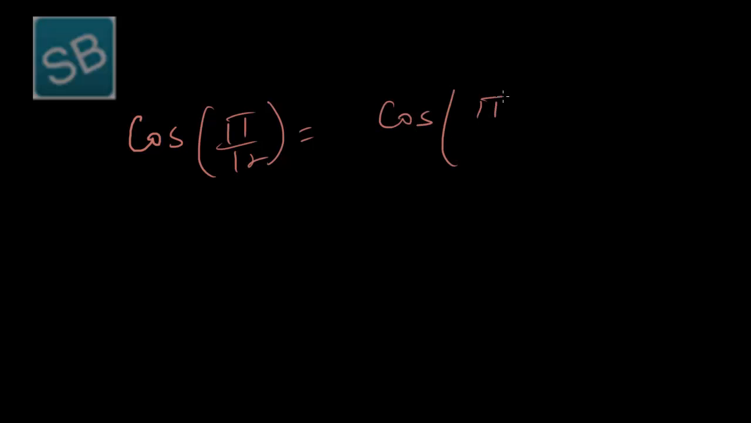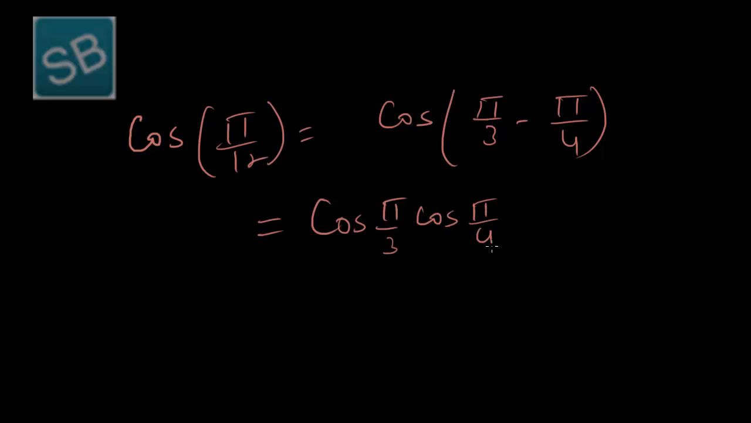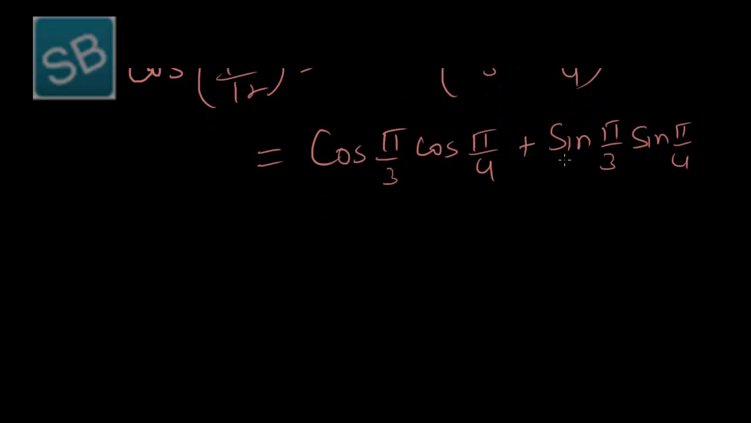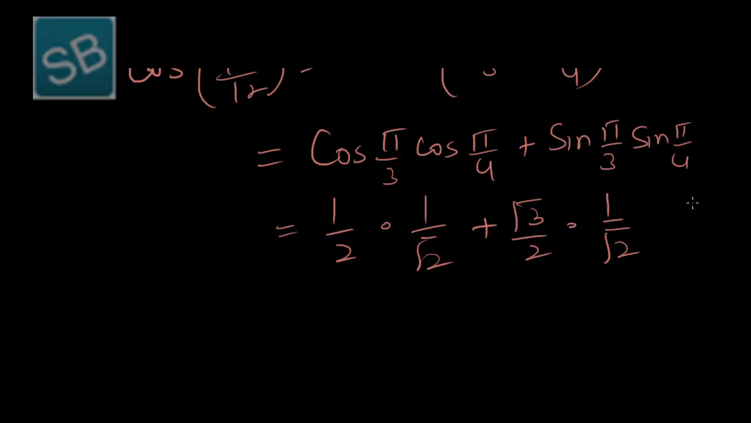Similarly, we have to find the value of cos pi over 12. Again, using the same concept, it can be rewritten as cos of (pi by 3 minus pi by 4), that is cos (alpha minus beta). So cos alpha cos beta plus sin alpha sin beta. So cos pi by 3 is 1 by 2, cos pi by 4 is 1 by root 2, sin pi by 3 is root 3 by 2 and sin pi by 4 is 1 over root 2.